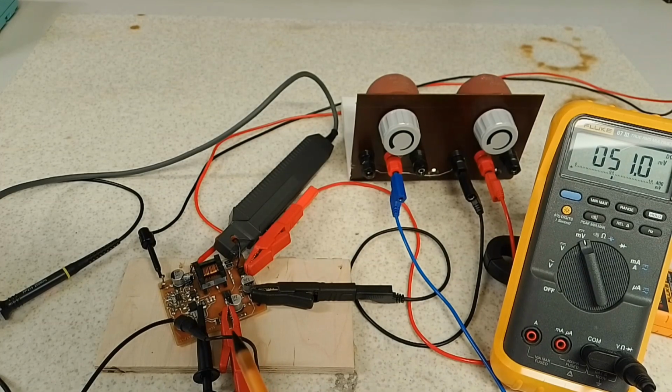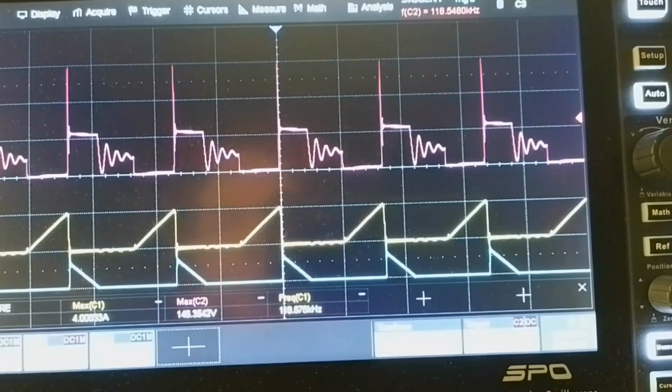So this small flyback is producing about 15 watts output power, plus 15 volt and minus 15 volt, and input voltage is 24 volts. Here we can see voltage and current waveforms.